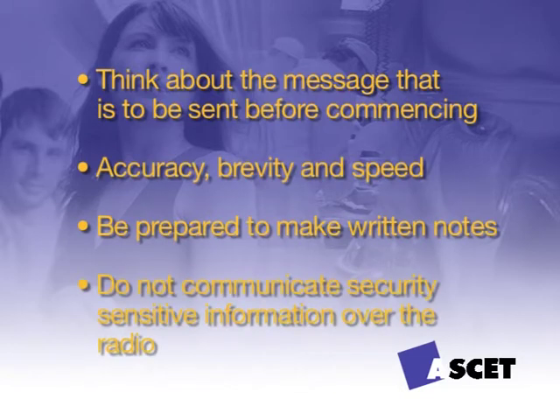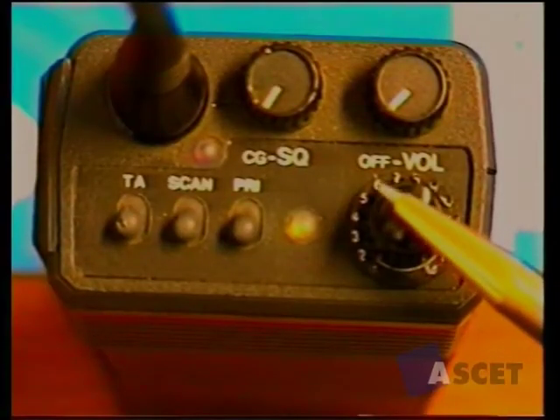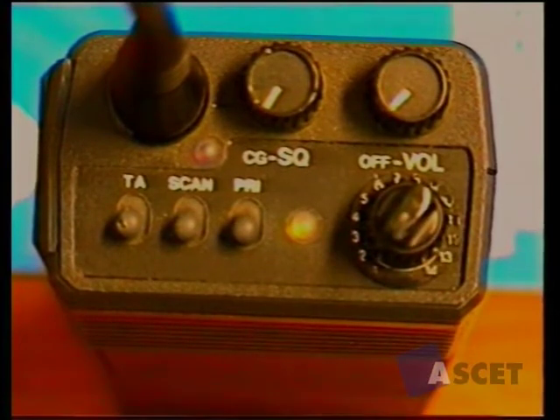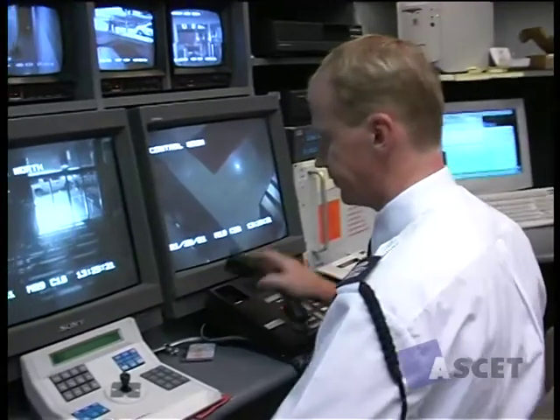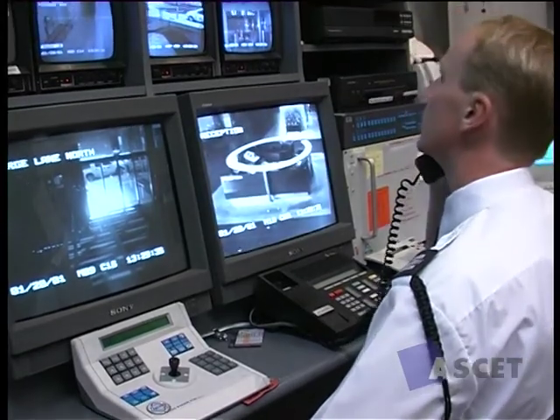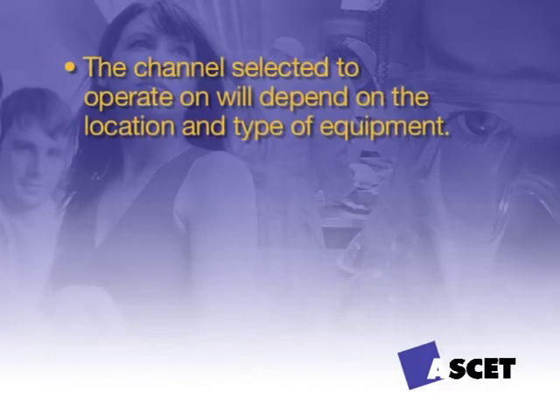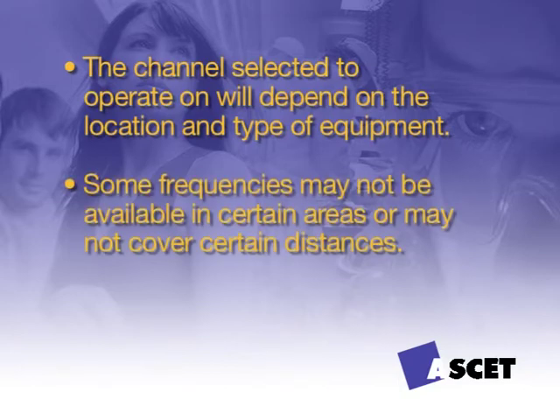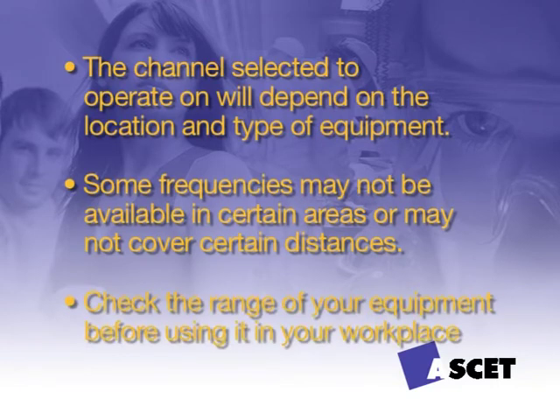Do not communicate security-sensitive information over the radio. Most radio channels are available to anyone who can tune a device to that frequency. For this, use a telephone and make sure you have a direct line. The channel selected to operate on will depend on the location and type of equipment. Some frequencies may not be available in certain areas or may not cover certain distances. Check the range of your equipment before using it in your workplace.